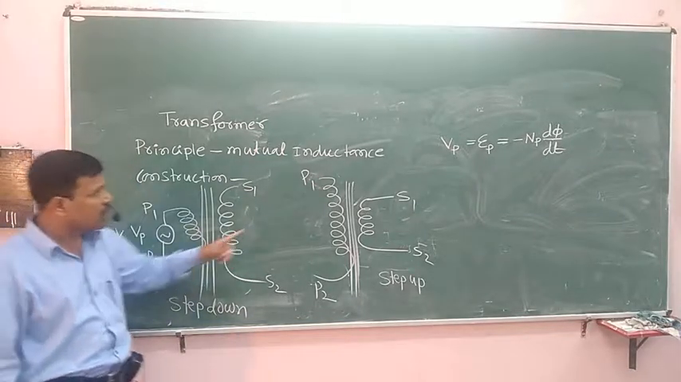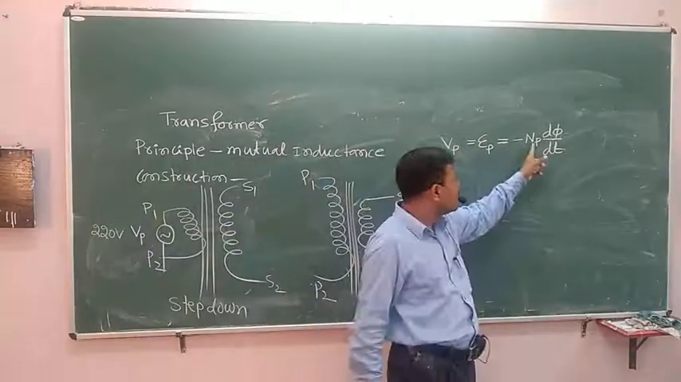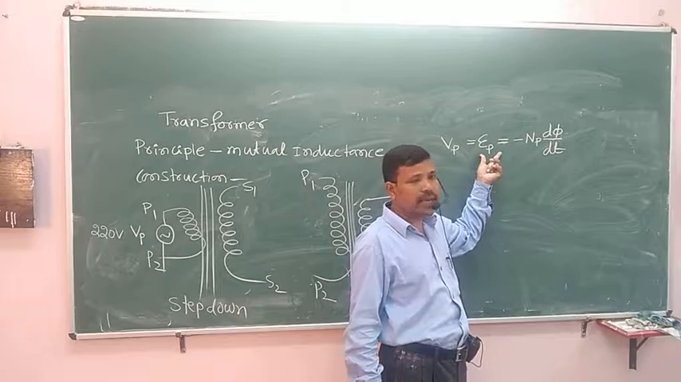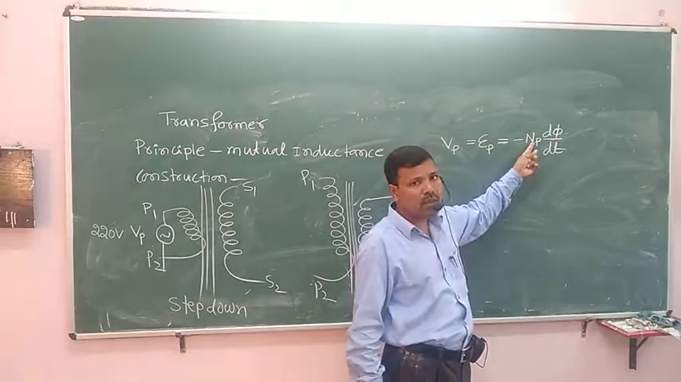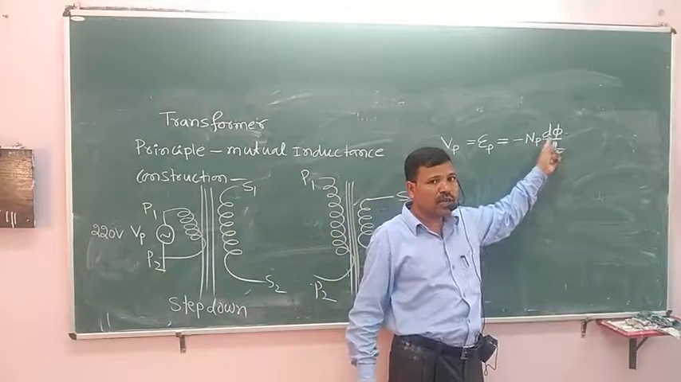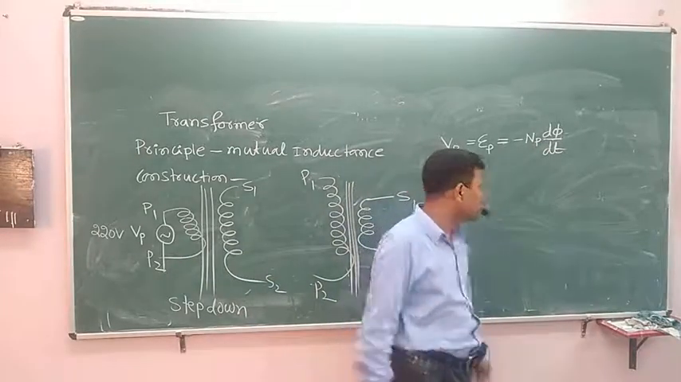So what is Np here? The induced voltage in the primary coil, that is the back EMF, depends on the number of turns in the primary coil and it also depends on the rate of change of magnetic flux.